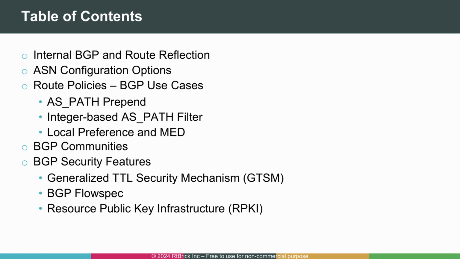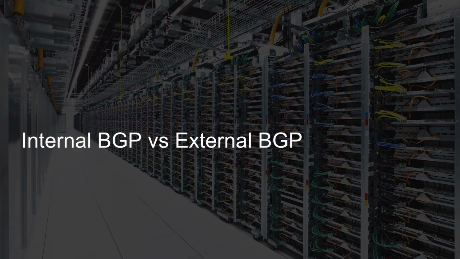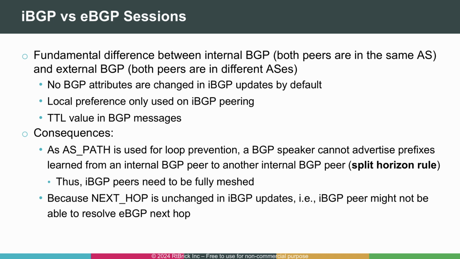Resource Public Key Infrastructure. In the first part, we learned that BGP is primarily designed to run between routers in different autonomous systems. This is called external BGP. However, in large networks, it's also necessary to run BGP between routers within the same AS to maintain consistency, also known as internal BGP. When configuring BGP, the commands are the same for both internal and external sessions. Whether a session is internal or external is determined by the remote AS configuration in the peer group. If the remote AS matches the local AS, it's an internal BGP session, otherwise, it's external.